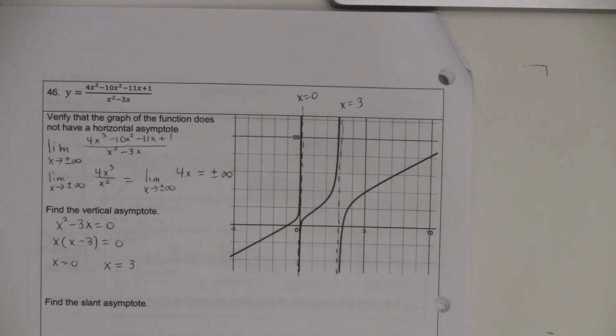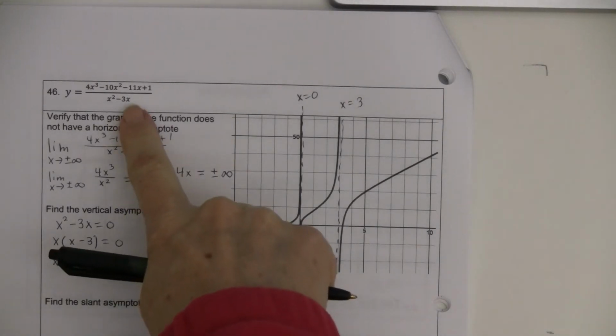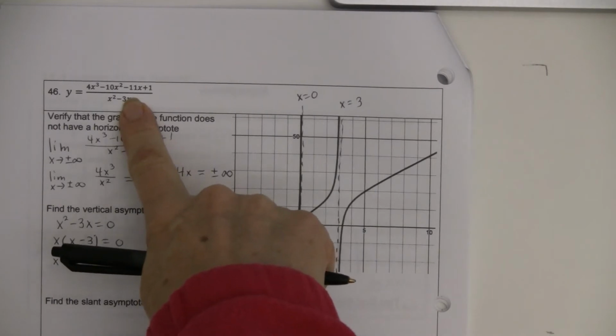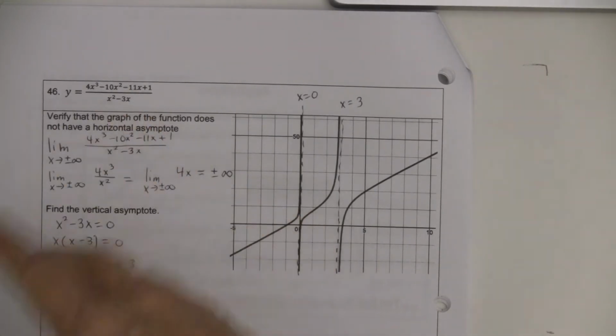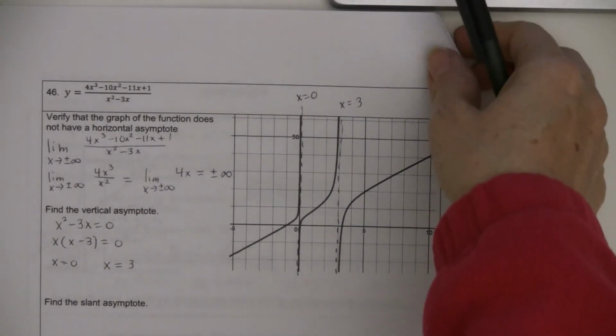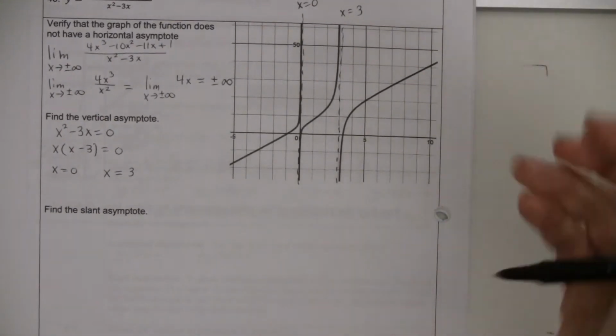On this particular problem, you cannot use synthetic division because your denominator has to look like x minus r, and I have x squared. So I'm going to have to use long division to do this.